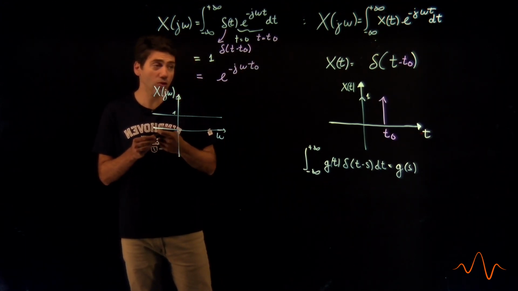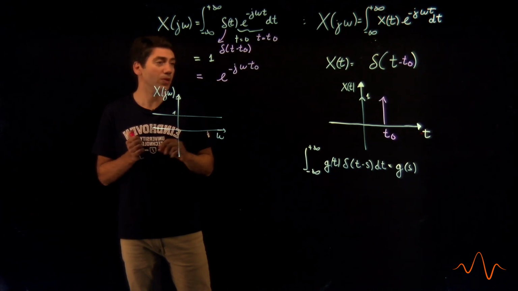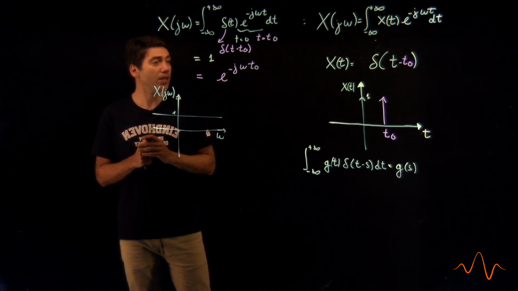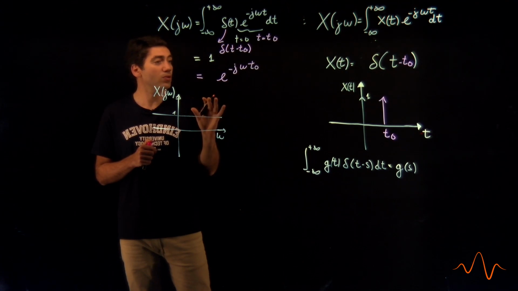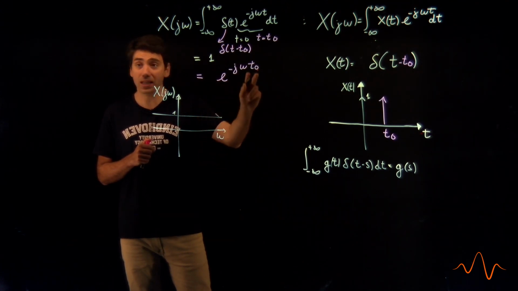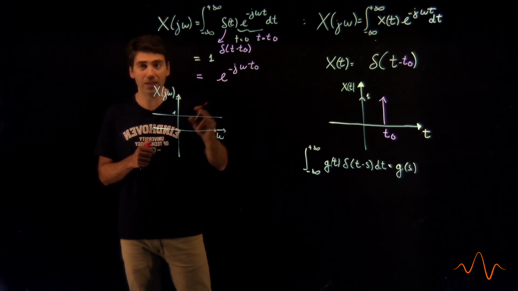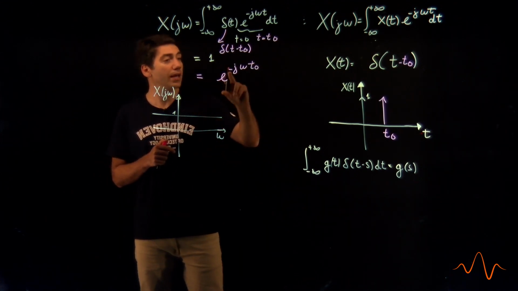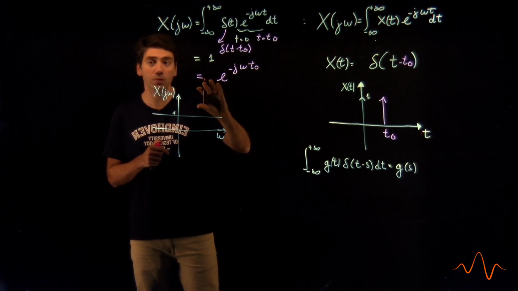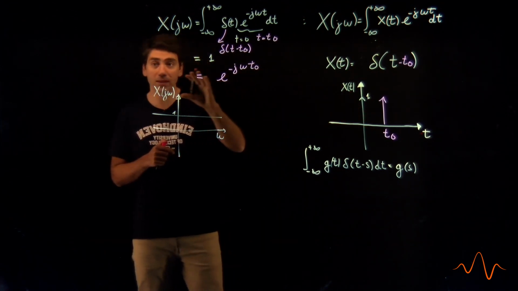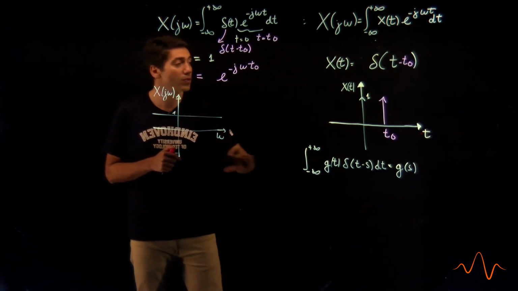We could have also obtained this with the properties of the Fourier transform that we'll talk about later, but for now it's important to understand that a complex exponential as a function of omega, e to the power of minus j omega t0, will lead to a Dirac in time. So a complex exponential in frequency will lead to a Dirac in time.